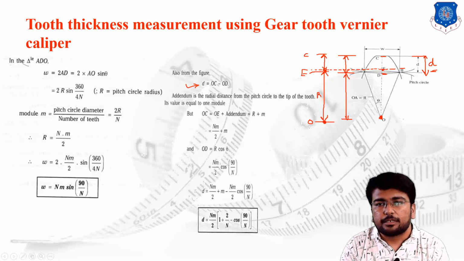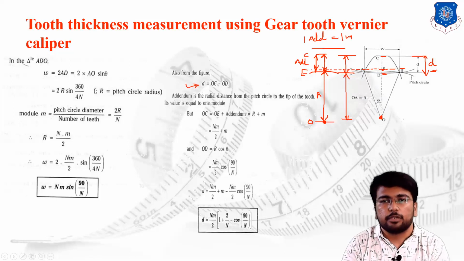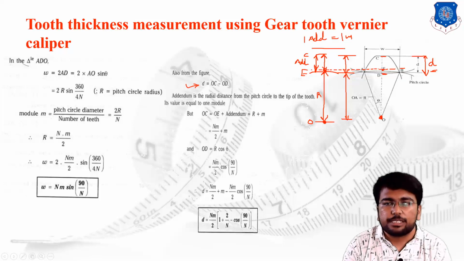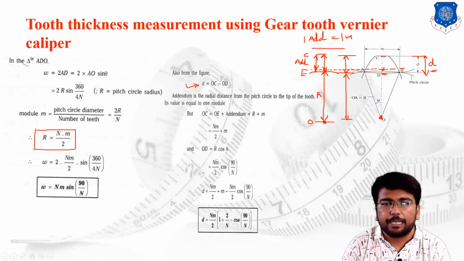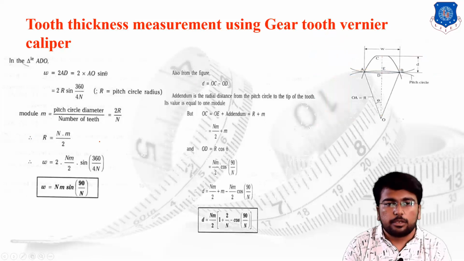This is the pitch circle, so the radial distance above the pitch circle to the top of the teeth is the addendum. For ideal gears, we take addendum equal to 1 module. Do remember this: addendum is equal to 1 module. So OC is equal to OE plus EC, where OE is R, and R is equal to nm by 2. Replace R with nm by 2 plus EC, where EC is the addendum, equal to 1 module. So replace all the terms.